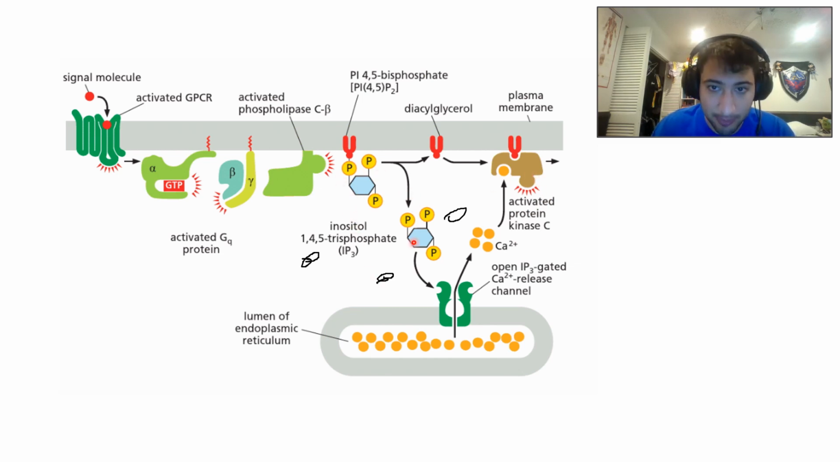So initially, IP3 binds here, calcium floods, this protein gets recruited to the plasma membrane, and diacylglycerol and the calcium and phosphatidylserine work together to activate protein kinase C. And then protein kinase C is going to phosphorylate its targets, and that's how you're going to get your signal cascade.